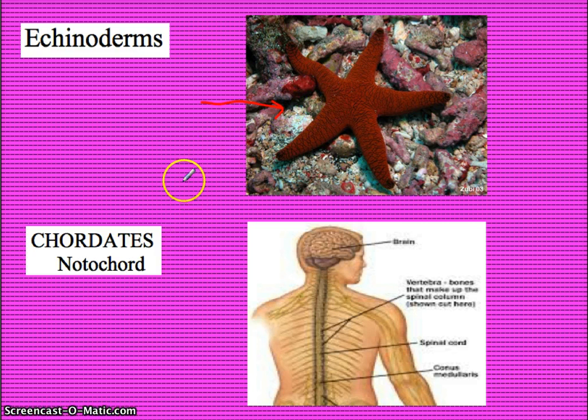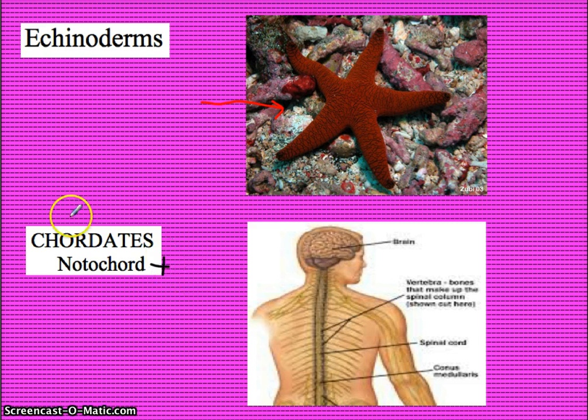Now we go to the chordates. You may remember us talking about chordata. Chordata literally means backbone. And you can see we are part of the chordates. Now these chordates have a nerve cord, and in our case we call it a spinal cord, and that's called a notochord. A notochord is the nerve cord that chordates happen to have.